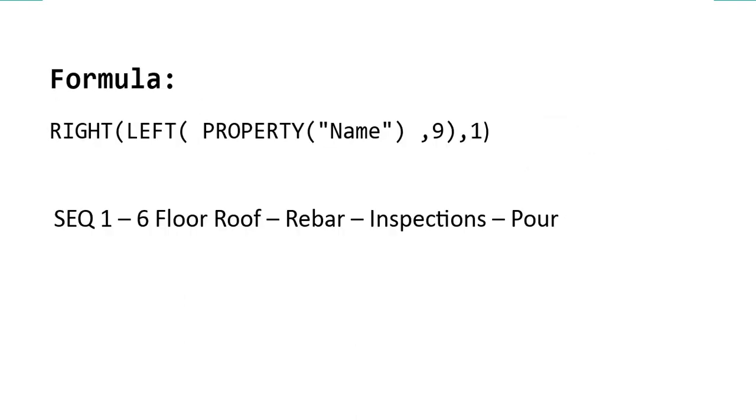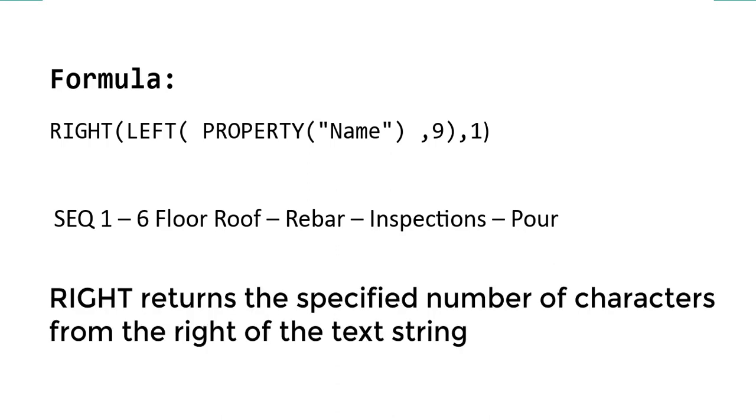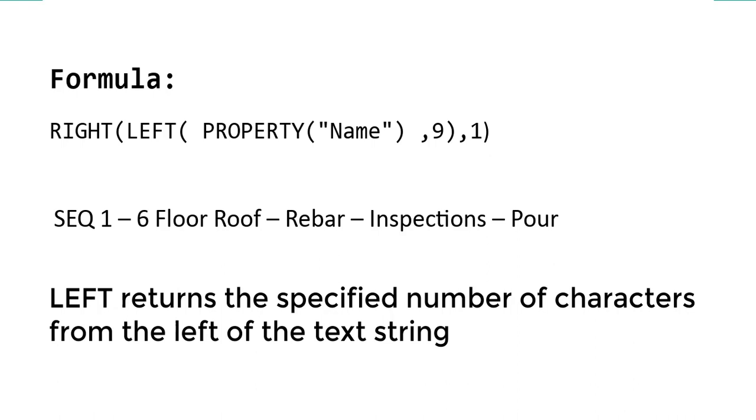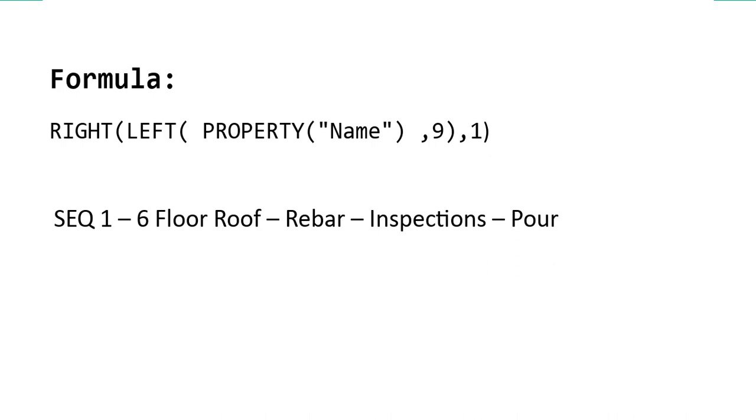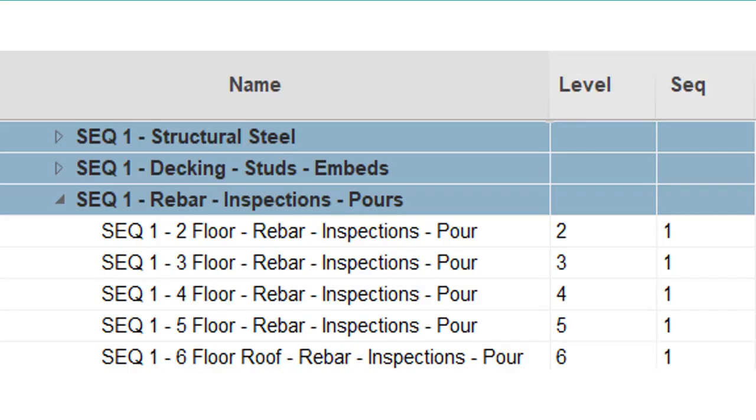Now let's break down the formula. Right returns the specified number of characters from the right of the text string, and left returns the specified number of characters from the left side of the text string. So the formula finds the 9 characters on the left side of the task and then finds the first character on the right side of that string. This same approach is used to find the sequence of the slab pours.